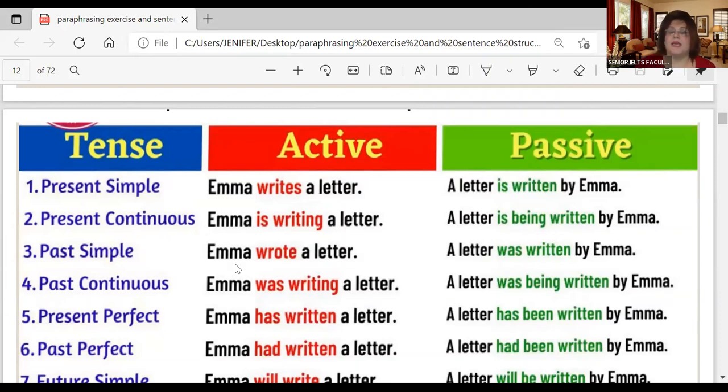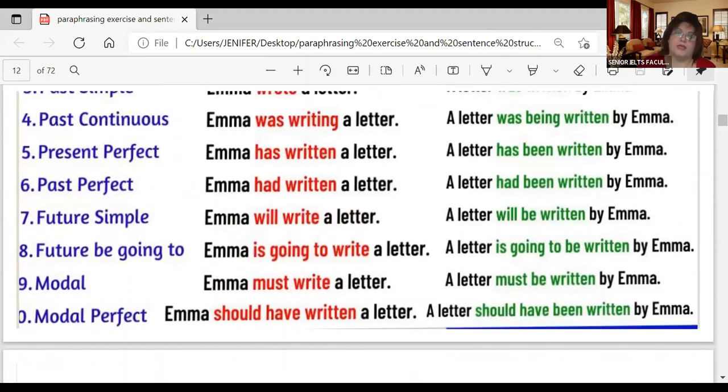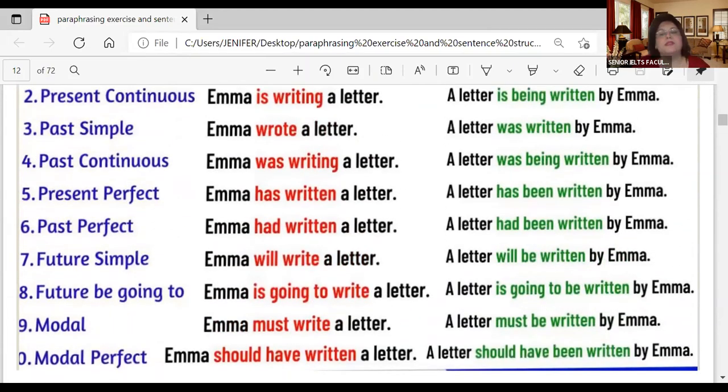Past simple mein, Emma wrote a letter. And yahan pe a letter was written by Emma. Yahan pe ek baar bachche log yaad rakhna ke aapke tenses bahut clear hone chahiye. If your tenses are not clear, you will suffer over here.